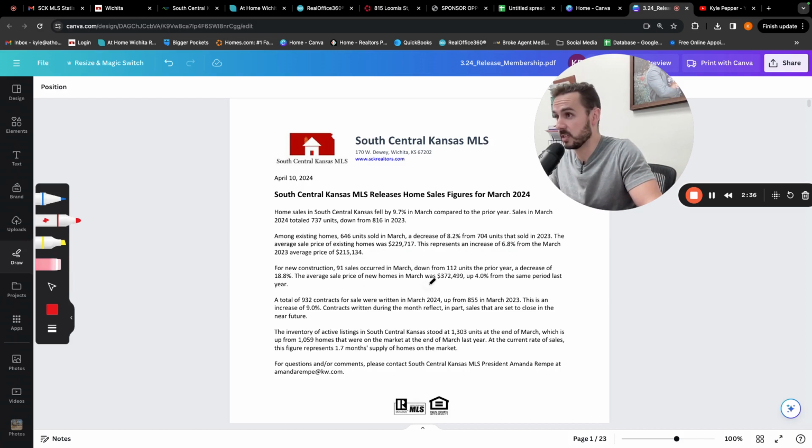New construction, another decrease, almost 20%. Average sales price of new homes, up again 4%. So a total of 932 contracts for sale were written in March 2024, up from 855. So that's a plus. It's at least an uptick in that area.